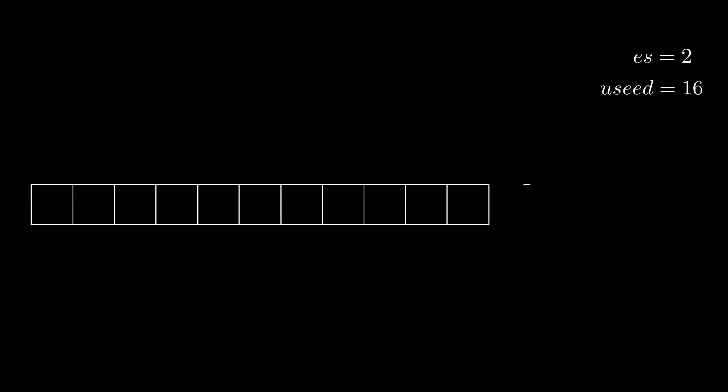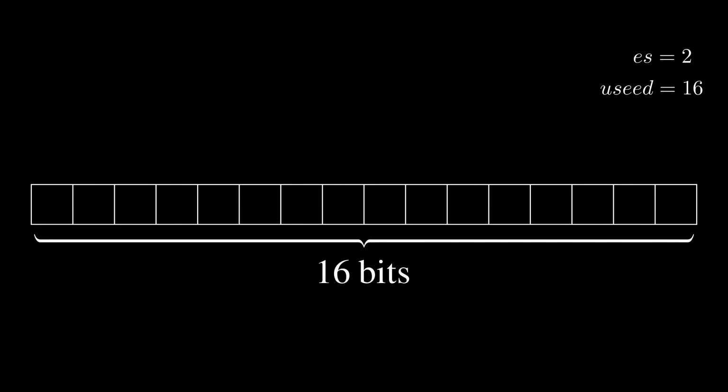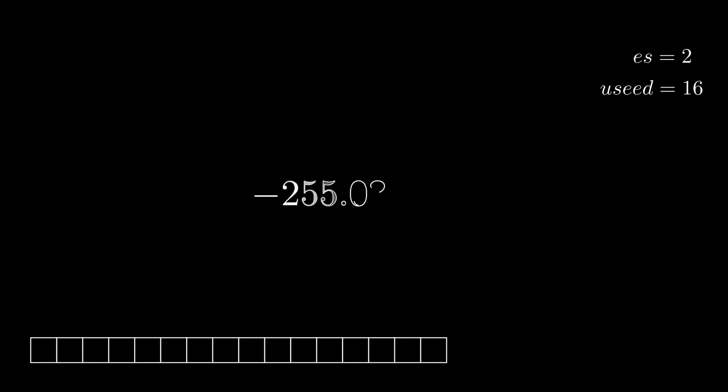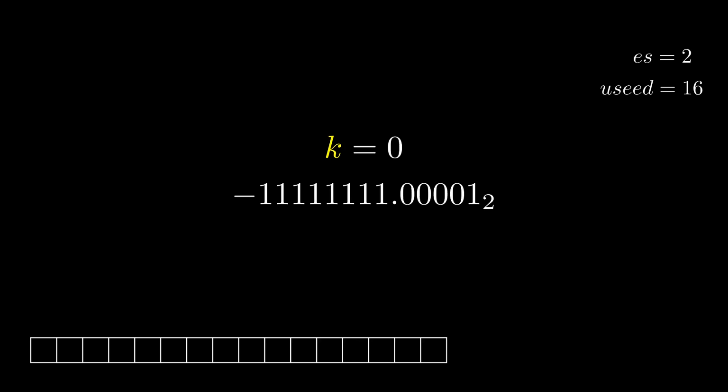To get a better understanding of posits, let's jump into one example of converting a decimal number into the posit format. Let's say we want to represent -255.03125 as a 16-bit posit with ES equals 2. So our useed is still 16, and first we'll convert it into a binary number. Next, we determine the regime. Because our useed value is 16, we will jump in steps of log 2 of 16, which equals 4.